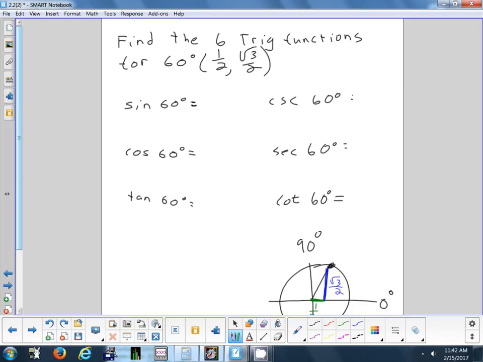So Kristen, what's my sine? Square root of 3 over 2. Yep, square root of 3 over 2. How about Marcos, my cosine? 1/2. Yep, 1/2.